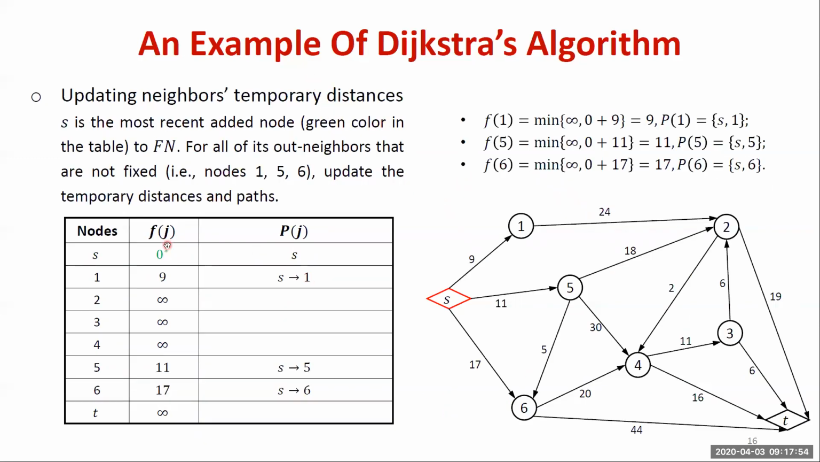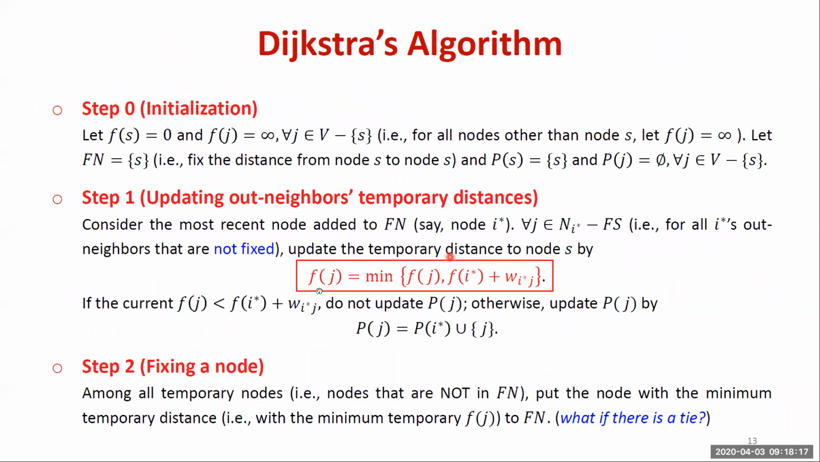Okay, now let's go to step number 1, which is updating neighbors' temporary distances. You're going to find the most recent added node, which again I use the green color, and then try to find all its out-neighbors. Out-neighbor means, for example, from node S, which nodes I can go to. From node S, I can go to 1 or 5 or 6, right? Okay, very good.